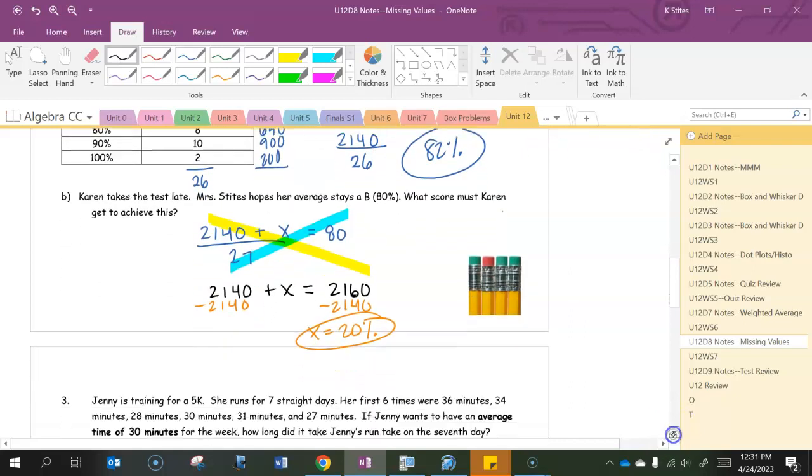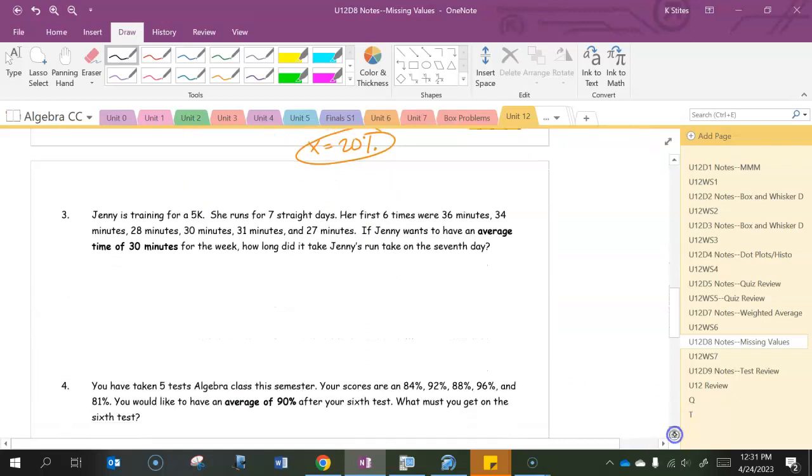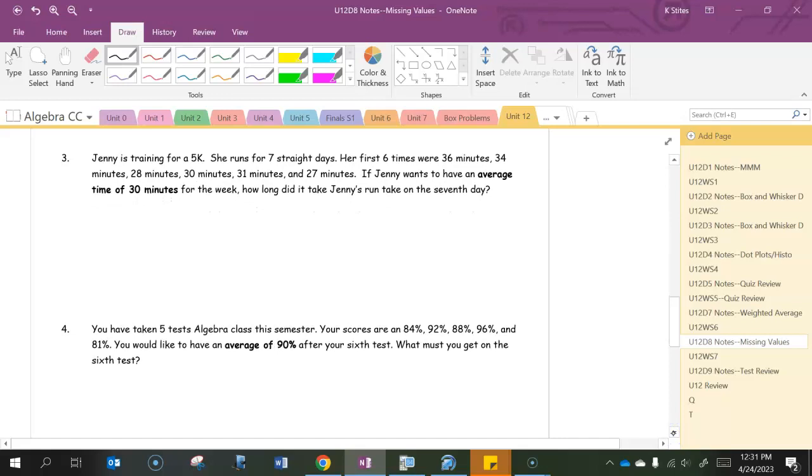All right, let's try a few more. Jenny is training for a 5K. She runs for 7 straight days. Her first 6 times were 36 minutes, 34, 28, 30, 31, and 27. If Jenny wants an average time of 30 minutes for the week, how long did Jenny's run take on the 7th day?